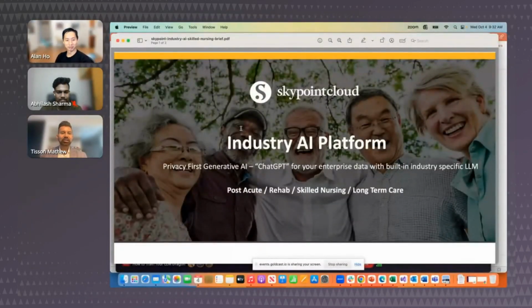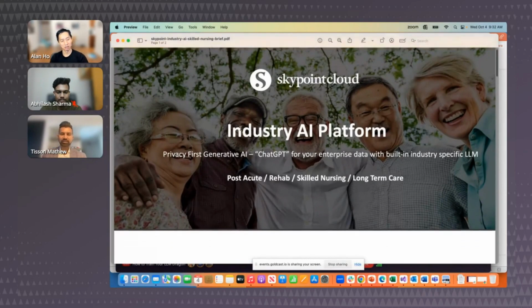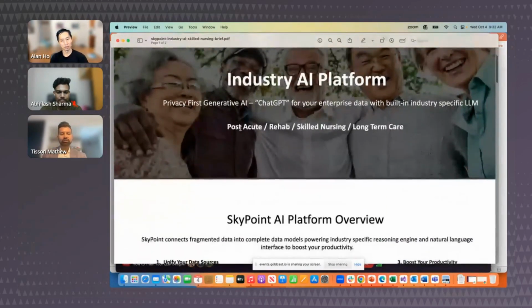Okay. So this is what we call an industry AI platform, which is an AI stack that is very specific to the long-term care industry. That includes post-acute. Post-acute is when someone is discharged from the hospital, they have a chronic disease, they are going into a skilled nursing facility, or this could be a surgery, things like that. So rehabilitation, long-term care. This is a space we are putting a lot of focus on.